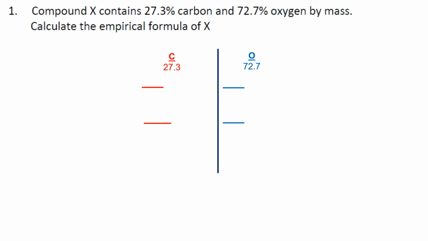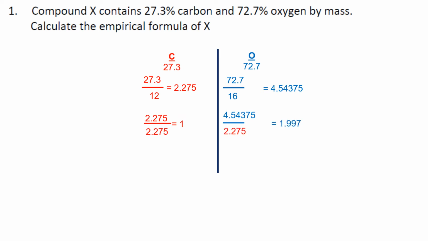First thing to do is to divide those numbers by their relative atomic mass. So carbon is 12, you get 2.275. Don't round those numbers too early. Oxygen is 16, you get 4.54375. The smaller number out of those two is 2.275. So divide them both by 2.275, you get 1 to 1.997. Now 1.997, that's fine, you can round that to 2. So it's a 1 to 2 ratio, therefore the formula is CO2.